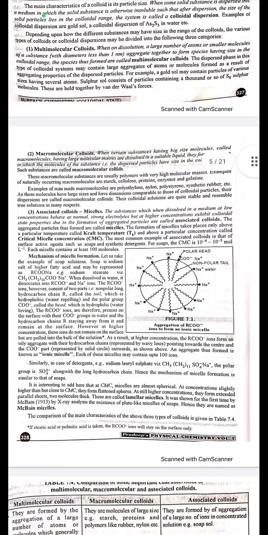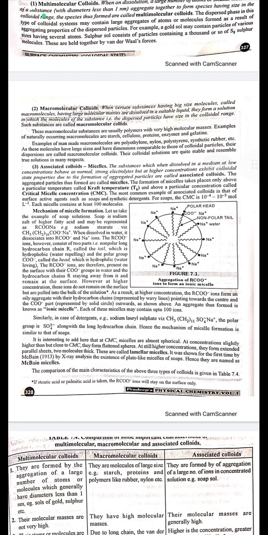Second, macromolecular colloids. When certain substances having big size molecules, called macromolecules, with large molecular masses are dissolved in a suitable liquid, they form a solution in which the molecules of the substance, that is, the dispersed particles, have size in the colloidal range. Such substances are called macromolecular colloids. These macromolecular substances are usually polymers with very high molecular masses. Examples of naturally occurring macromolecules are starch, cellulose, proteins, enzymes, and gelatin.